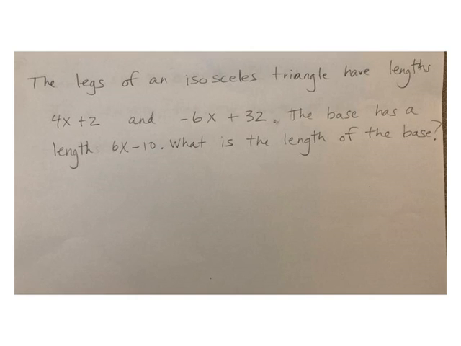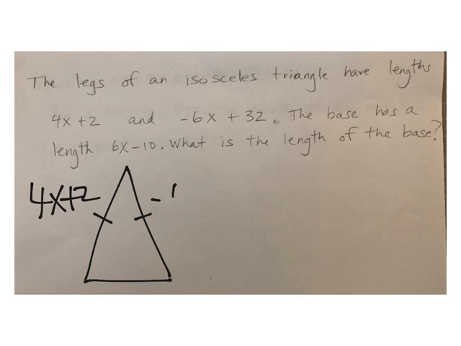We have two congruent sides here, because isosceles means two congruent sides. And these lengths are 4x plus 2, remember, label what you're given, and negative 6x plus 32. The base I'll do in blue, 6x minus 10, so we don't confuse the base with the legs. What is the length of the base? This is what we want to know. In order to solve for this, we have to solve for x. Well, we know that the two sides are congruent, so I'll set those equal to each other.